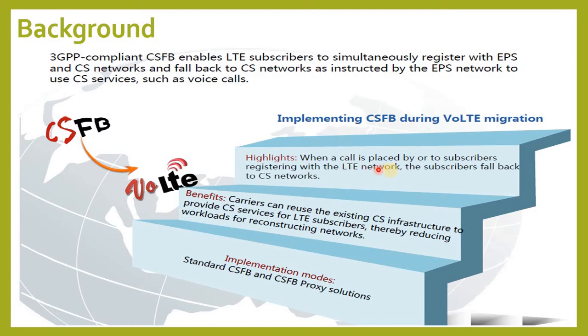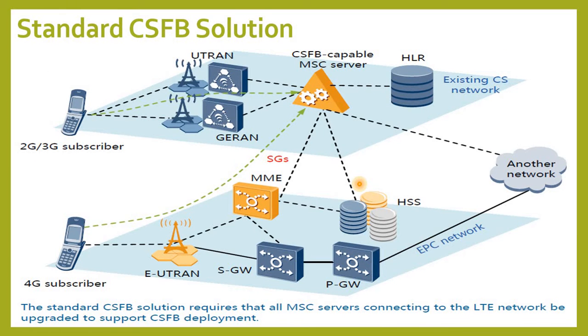Whenever a call is placed by or to subscribers registered with the LTE network, the subscriber will fall back to the CS network. This movement of the subscriber from the 4G network to the conventional 2G, 3G network is basically called the fallback phenomenon. So let's have a deep look into it.